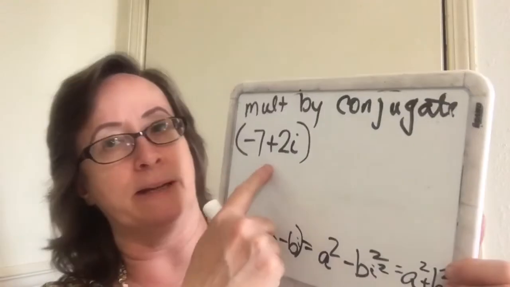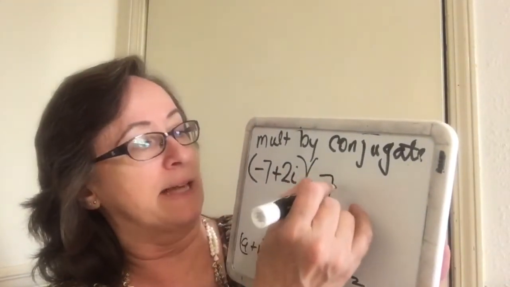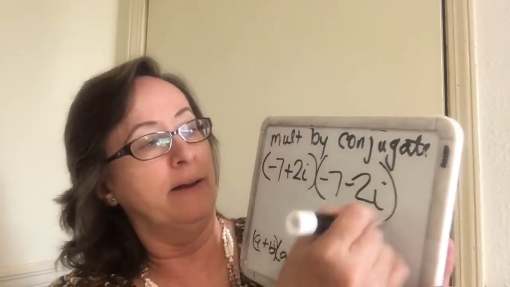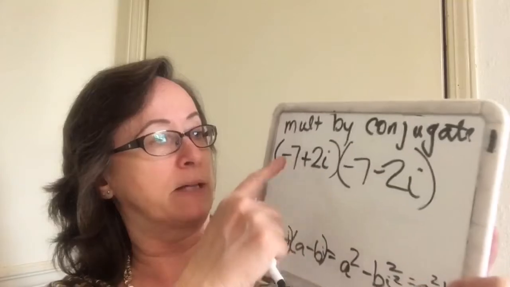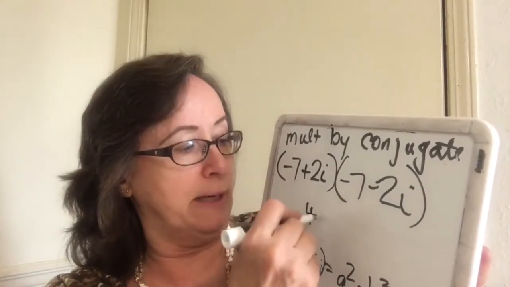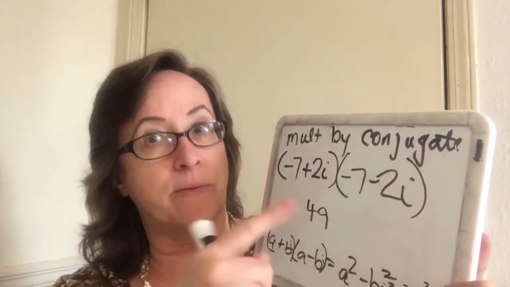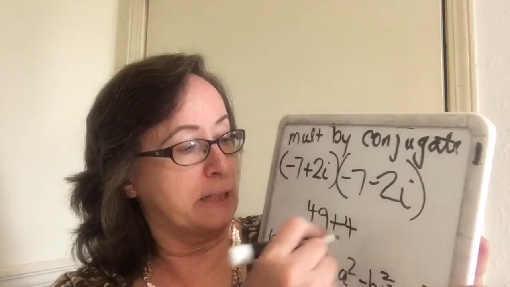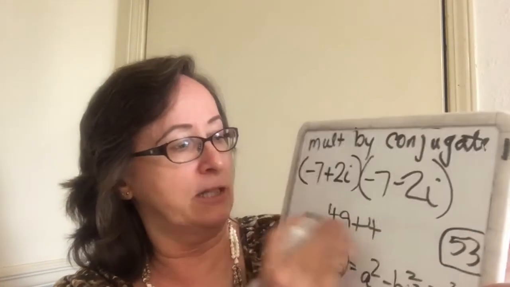So if I look at this one, when I multiply by its conjugate, which is negative 7 minus 2i, then I should expect to get A squared plus B squared. A is negative 7, so negative 7 squared would be 49. And then B is 2, so B squared is 4. I should expect to get 53. Okay, so let's do it.